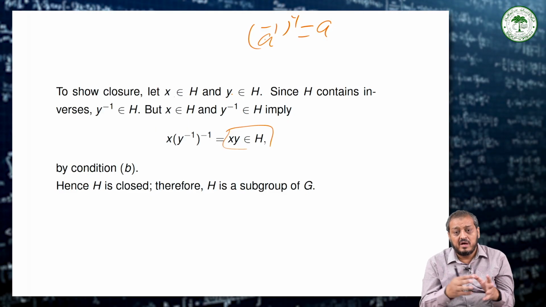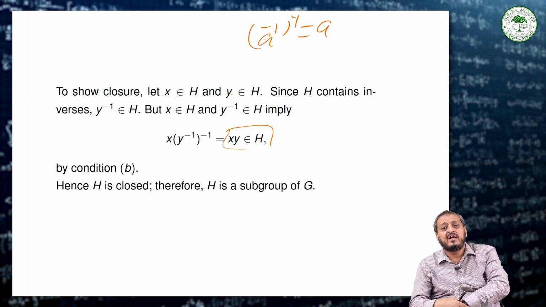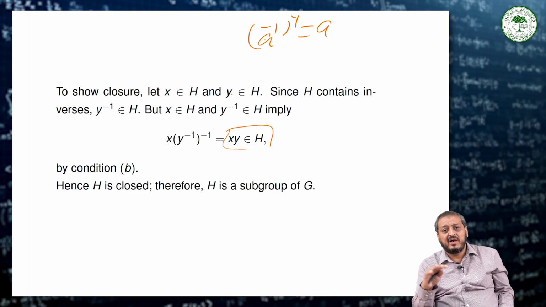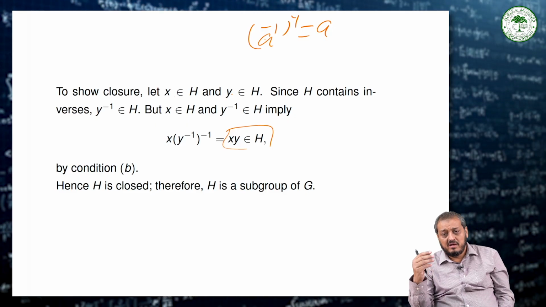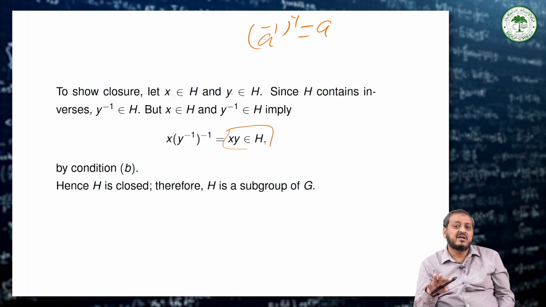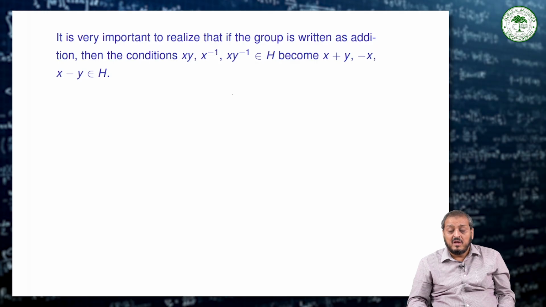So what we have to prove is that if any subset H is non-empty, and if x, y belonging to H implies x, y inverse also belongs to H, then we say that H is simply a subgroup of this group G.